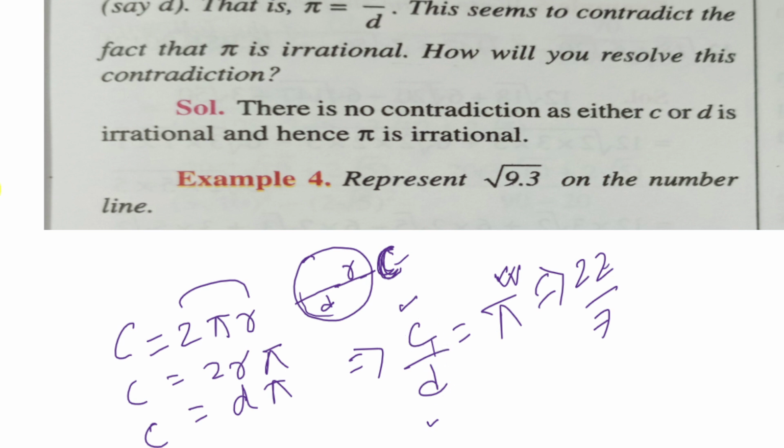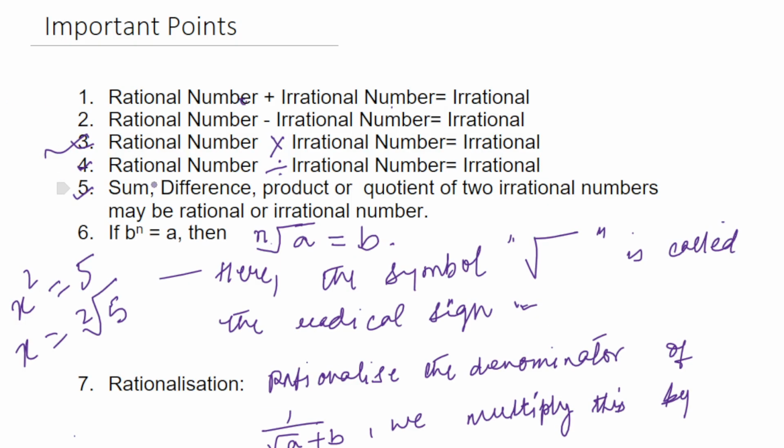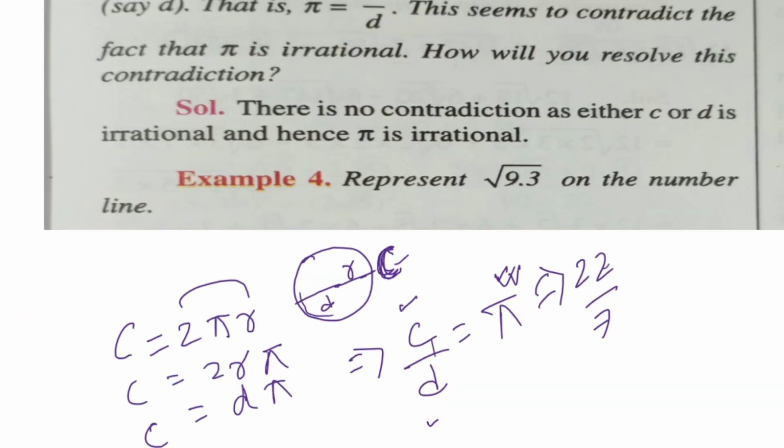That means according to point number 4, rational number divided by irrational number gives me an irrational number. So here the same thing, pi is irrational, so this is my irrational number. So C may be a rational number and D may be an irrational number. So rational number by irrational gives me an irrational number. Is it clear? Since pi is an irrational number, we do not know exactly, so either of C or D will be an irrational number. So there is no contradiction.